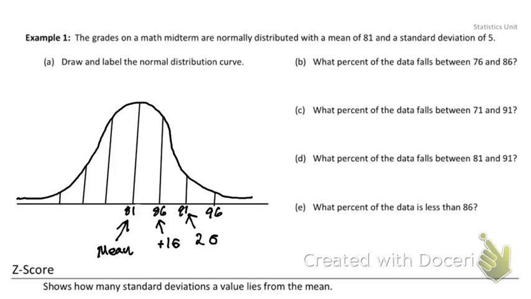All right, then we'll continue on, and we'll go, okay, 81 minus 1 standard deviation. So this one's minus a standard deviation. So 81 minus 5 would be 76. Subtract 5 again, and we'd have 71. Subtract 5 again, and we would have 66.